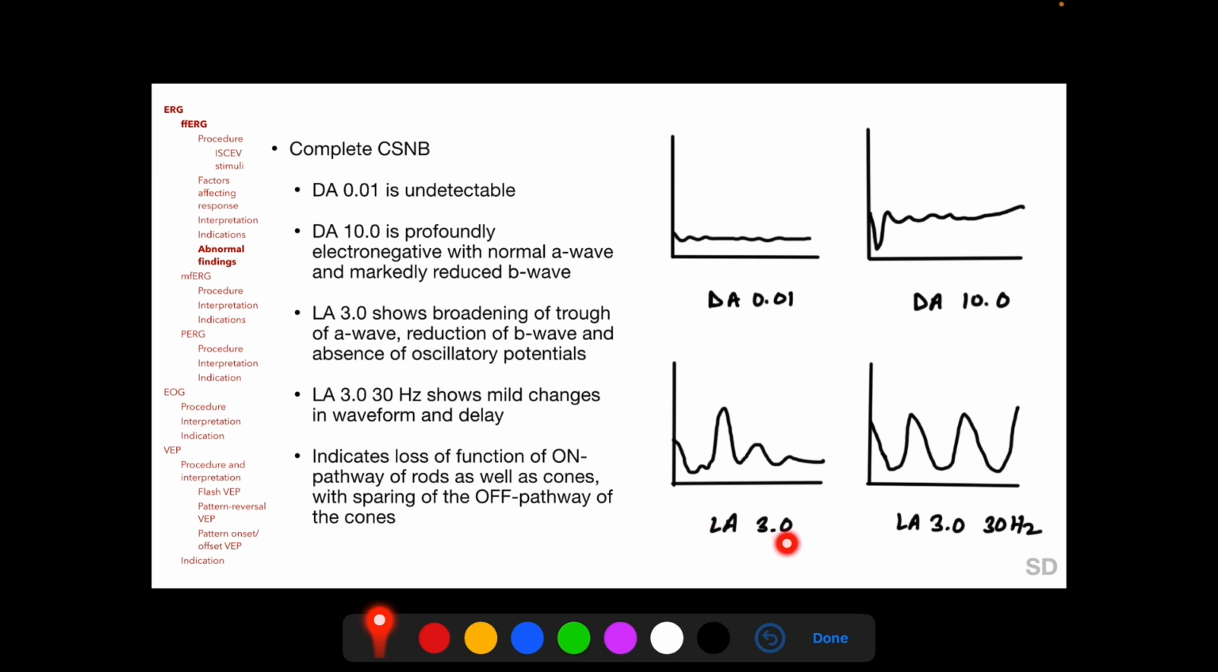Response to LA 3.0 shows broadening of the trough of the A wave and reduction of the B wave with absence of oscillatory potentials. And the interpretation is that in complete CSNB there is loss of function of the on pathway of the rods as well as cones, with sparing of the off pathway of the cones. As we have discussed in the anatomy of retina, rods do not have off bipolar cells as well as ganglion cells, and transmit their responses to rod on bipolar cells and then to on and off cone bipolar cells.